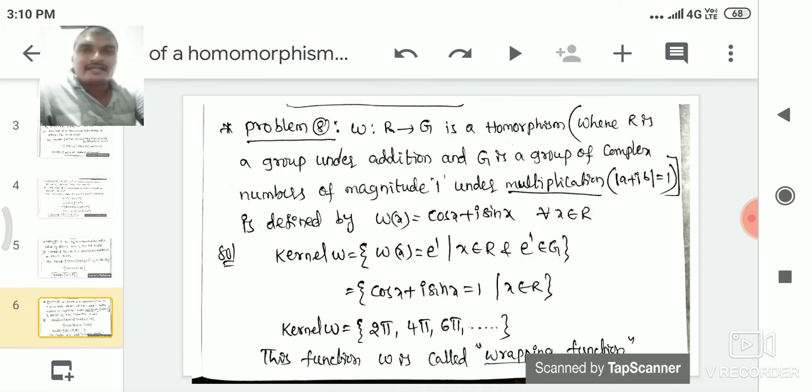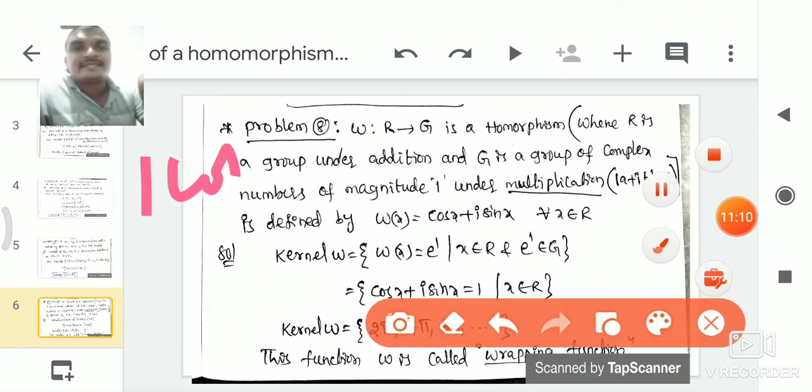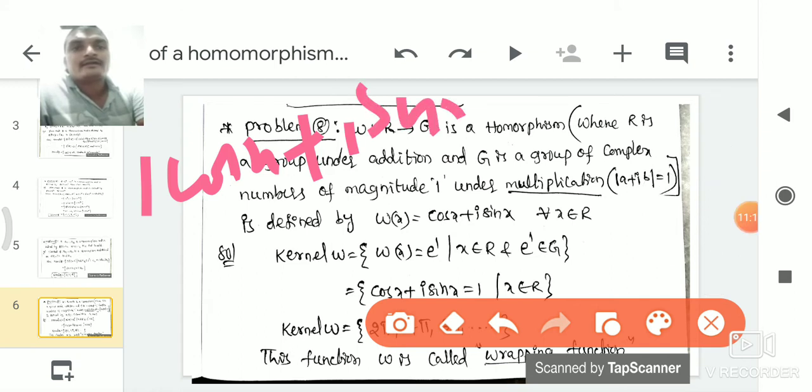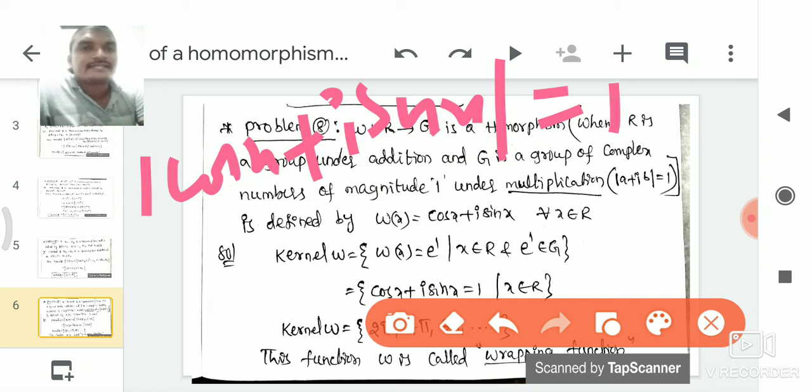Here R is the set of real numbers, that's why we take the domain element as x, and G is a group of complex numbers, that's why we take the codomain element as a complex number, that is cos x plus i sin x, which is a complex number. But clearly its magnitude, that means mod of cos x plus i sin x, must be 1. Mod of cos x plus i sin x is equal to the square root of cos square x plus sin square x. We know that cos square x plus sin square x is equal to 1. That is root of 1, which is equal to 1.